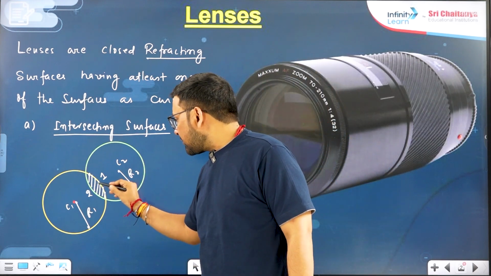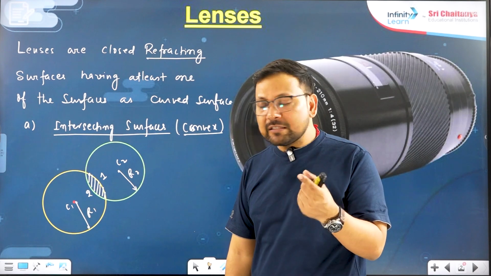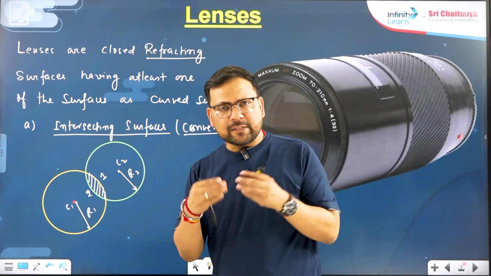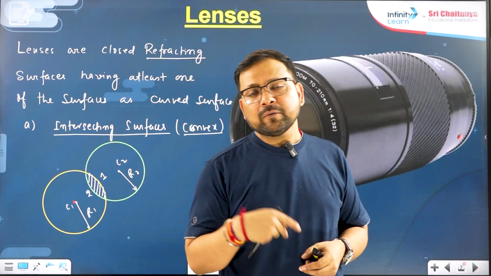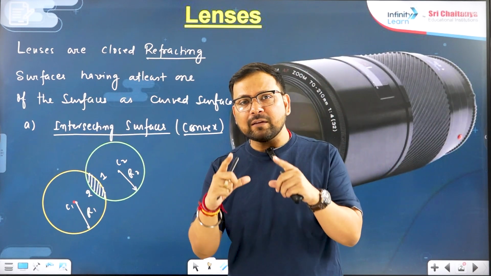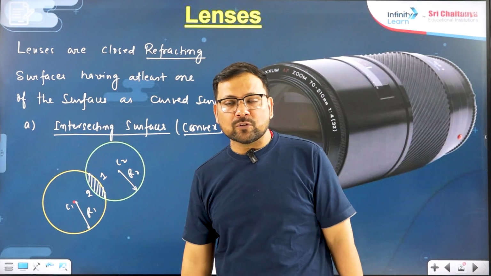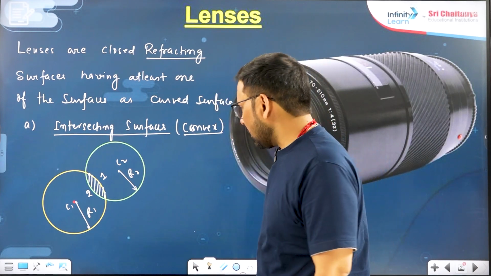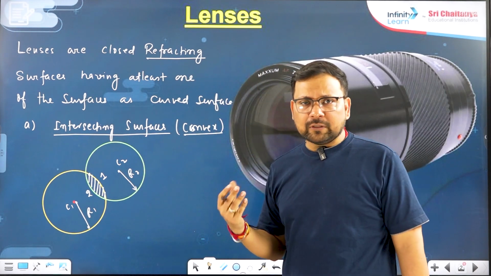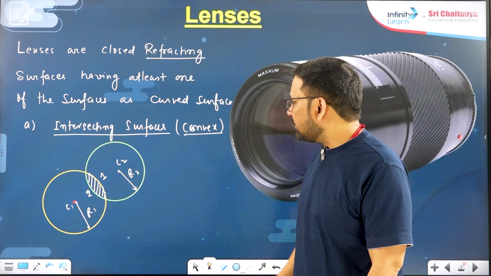When the separation between these two, the thickness, is very small, then we say it is a thin lens. When this separation is very significant, it will be a thick lens. But as we have discussed, our syllabus is only thin lenses. So we will assume that whenever we have a closed surface, its thickness is very, very small. If it is not small, then also there is a question, but that is a different category. We will go with a very simple definition here.